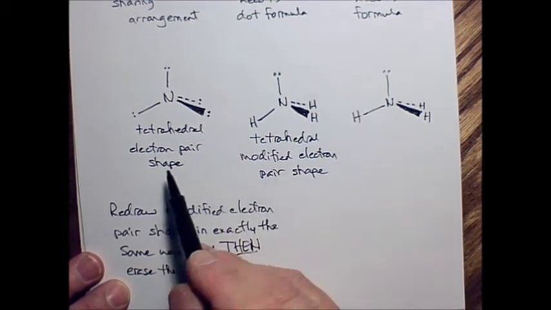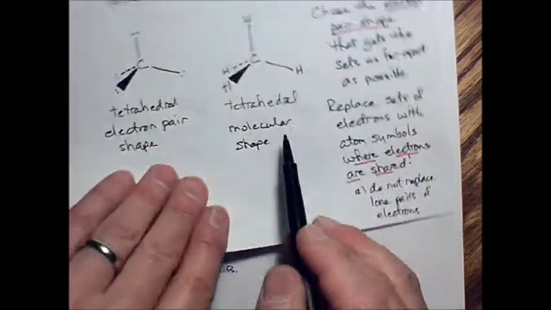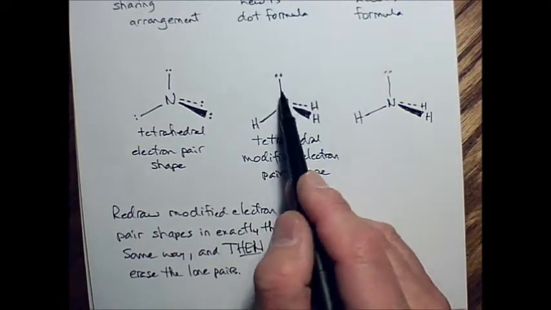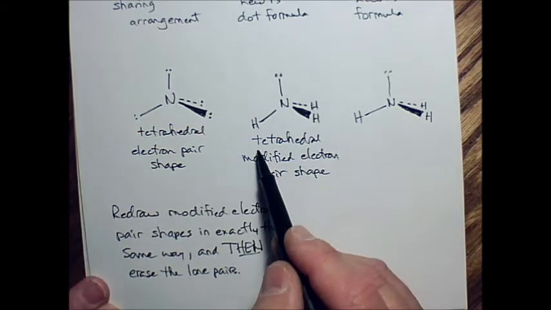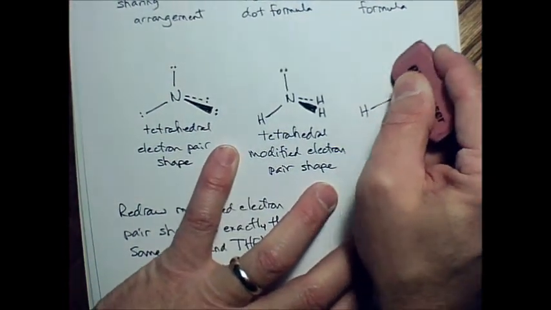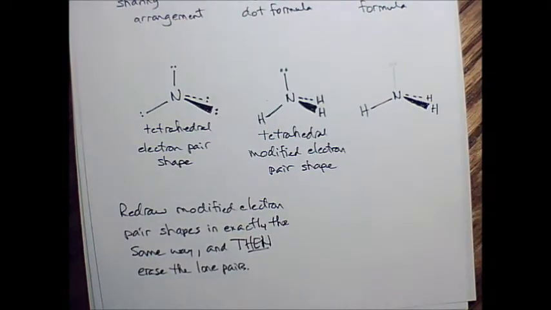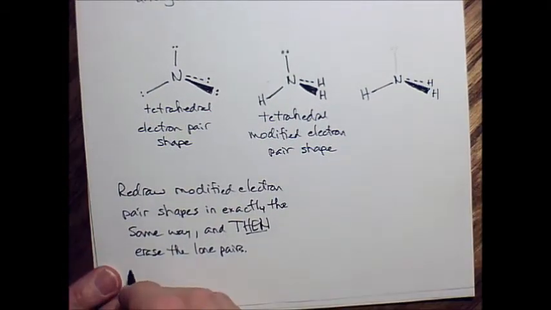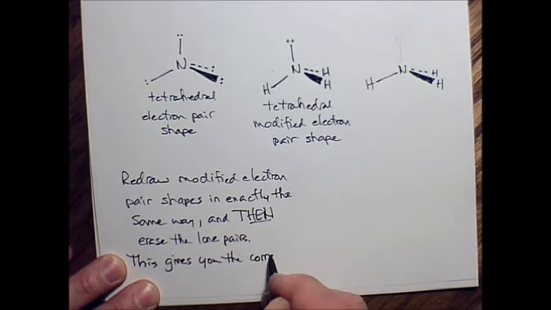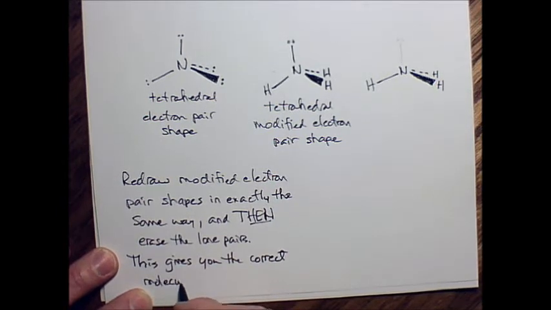So since on the last set we went straight to a molecular shape, there were no lone pairs around here. This time there's both atoms and a lone pair, so that's not a molecular shape yet. This is called the modified electron pair shape. Since we have a modified electron pair shape, we're going to redraw the same thing, erase the lone pair, including the line it's on, and this gives us the correct molecular shape.